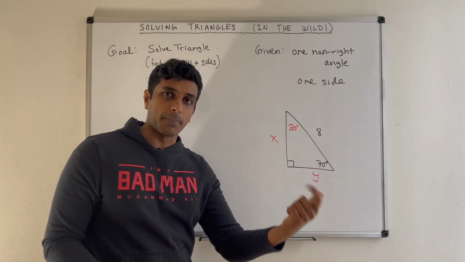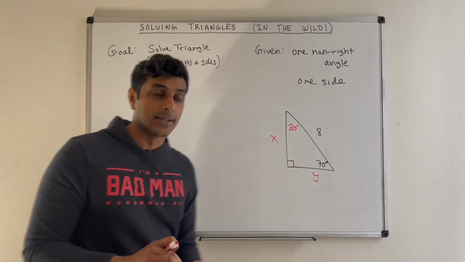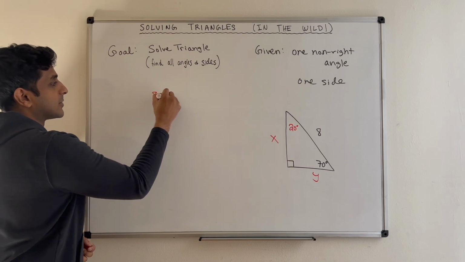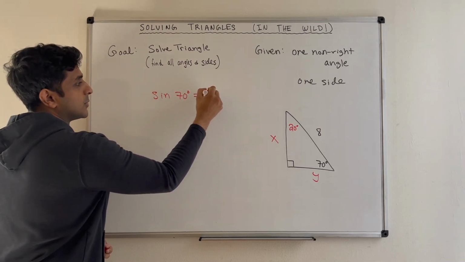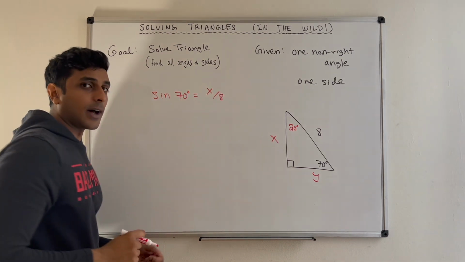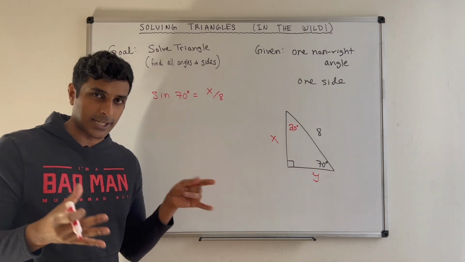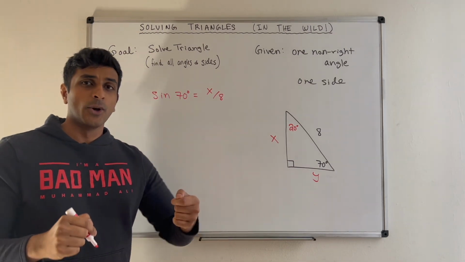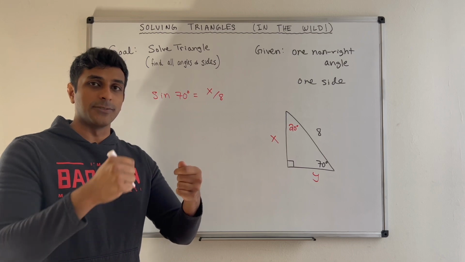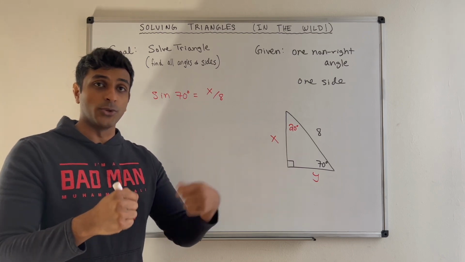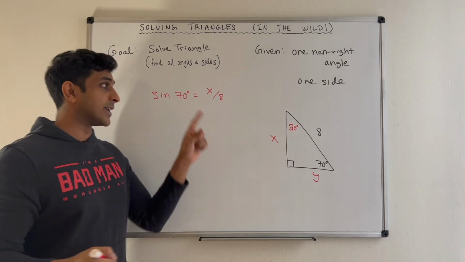So opposite and hypotenuse, that should make you think sine. So sine of 70 degrees is equal to x over 8. And a lot of the time, that's the hardest part of this type of problem. It's just finding which trig ratio is going to give you the right relationship between what you know, 8, and what you're trying to find, x.